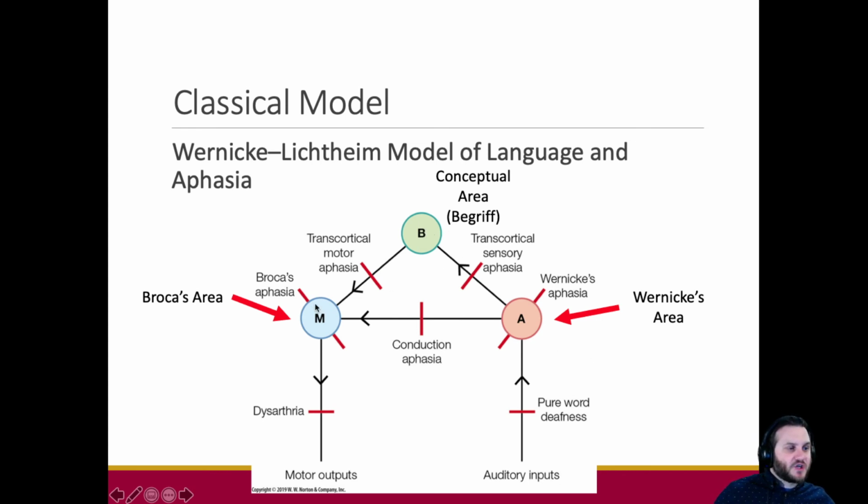So these are the connections here. So we have auditory inputs. These red lines in the model represent a deficit, okay? A deficit or damage, okay? And so for each of these, what you can see is what happens when you damage an area.